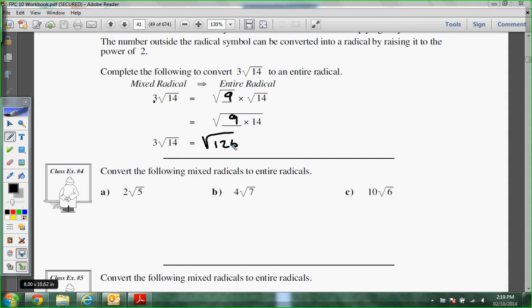So I can remember really quickly: all you do for mixed to entire is take that number, square it, and put it in a radical. Right here, I'm going to take 2 and square it. That's going to be root 4 times root 5. What's 4 times 5? Root 20. You like that better? Yeah, it's a little bit easier. This one here, 4 squared is 16, so I get root 16 times root 7. That's going to give me root 112, 16 times 7.